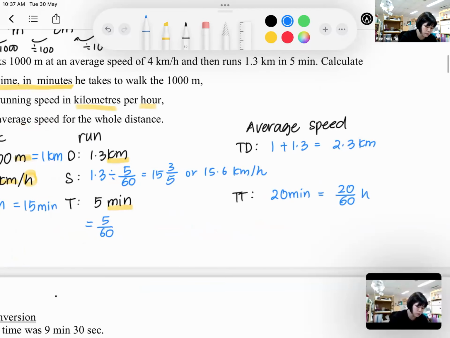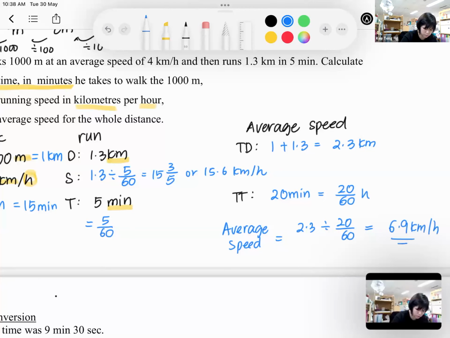To find the average speed, I will take 2.3 divided by 20/60. Answer, 6.9 kilometer per hour. Simple, straightforward, right? I think every one of you should know how to do.